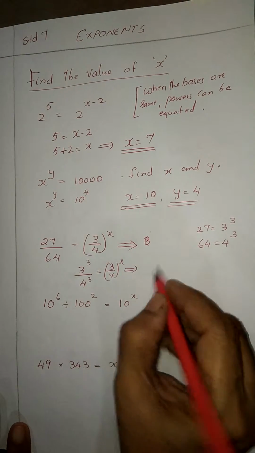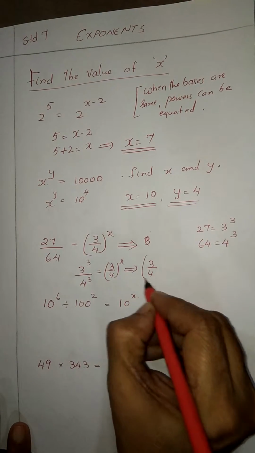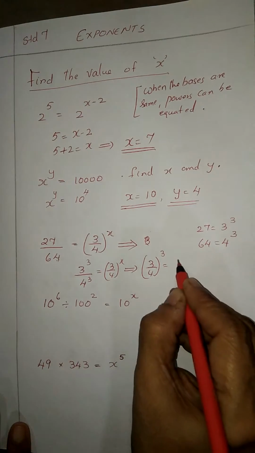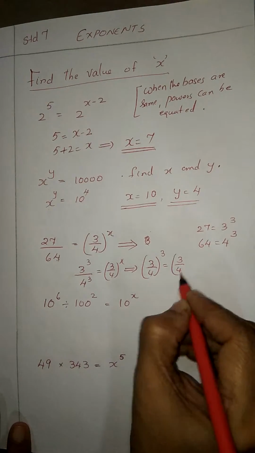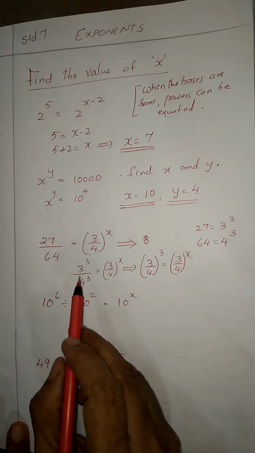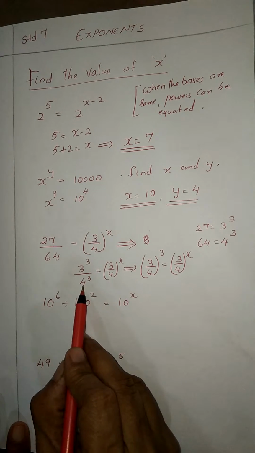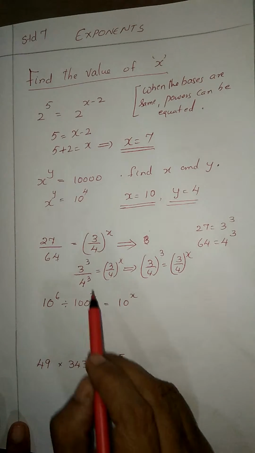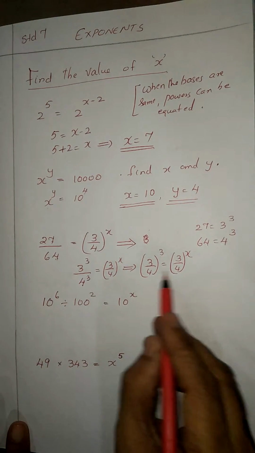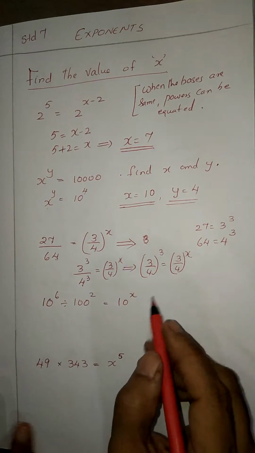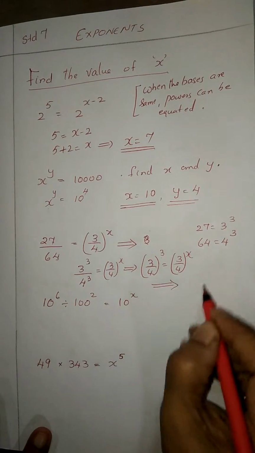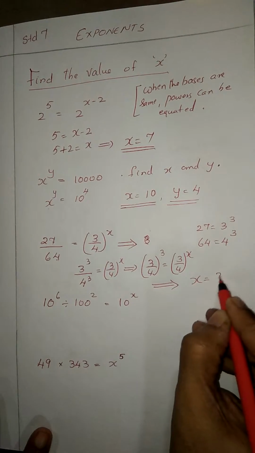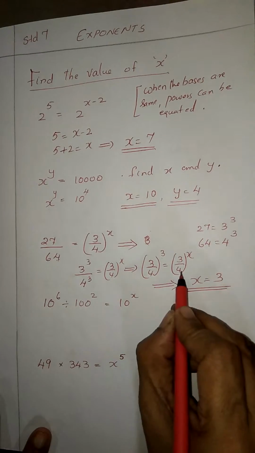So we will write this as 3 by 4 the whole cube is equal to 3 by 4 to the power of x. A to the power of m by b to the power of m, we can write as a by b the whole to the power of m. So now bases are same, so we can equate the powers. So from this you can write x is equal to 3.